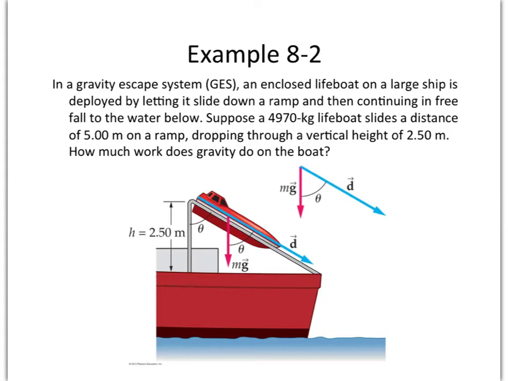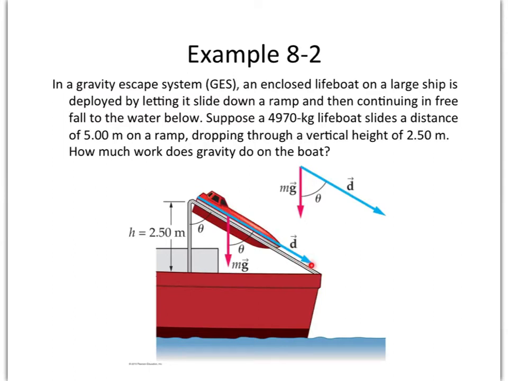Here we have one that is slightly different, in that gravity is doing work for us in a different direction than the direction of displacement of this boat. We call this a gravity escape system, which is probably just a fancy way of saying a ramp. A lifeboat moves down this ramp on a large ship, and then it free falls into the water below. We don't care about the free fall. All we care about is the life raft moving down this ramp.